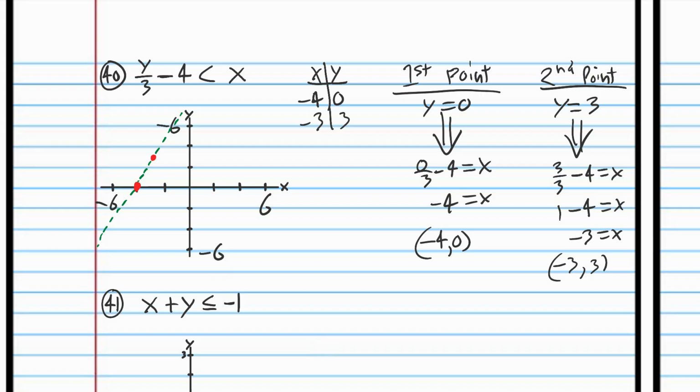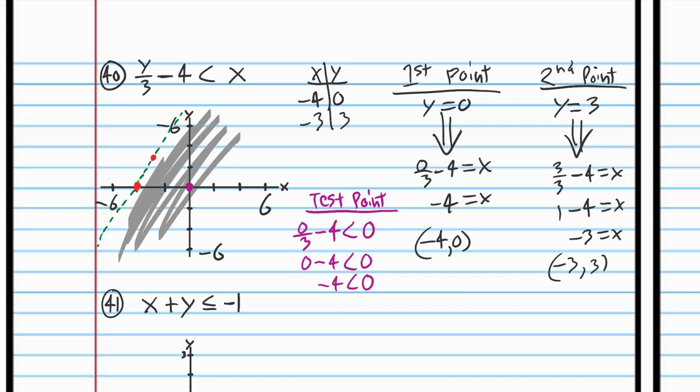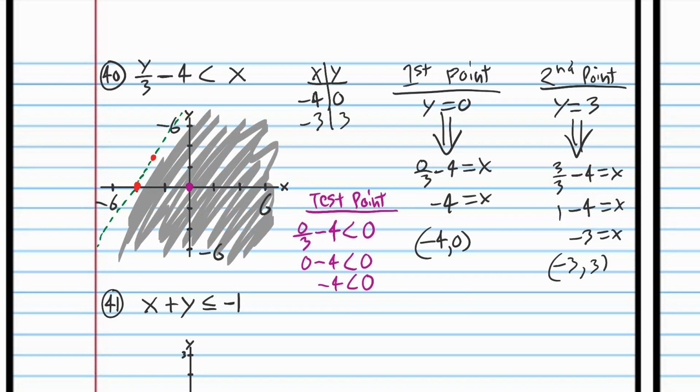All right, now we have to do a test point. So let's try 0, 0. That's going to be an easy one. So plug in 0 for x and 0 for y. So 0 over 3 minus 4 is less than 0. We have to see if that's true. So negative 4 is less than 0. Is that true? It is true. So that means the purple dot is part of the solution, and all other dots on this side of the line are part of the solution.